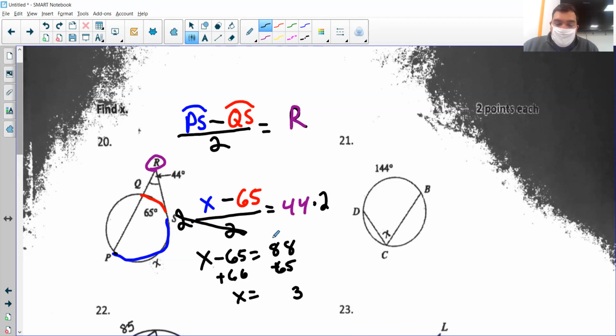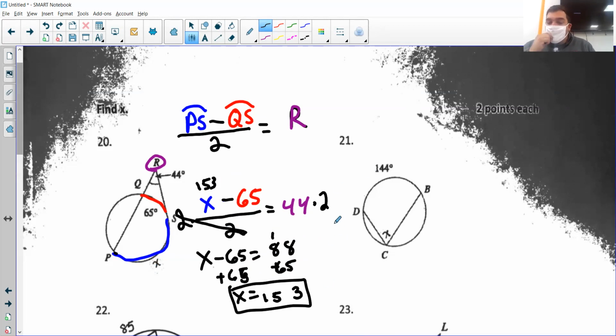I think you have 66 going on 5. And then 3, carry the 1, 14, 15. So 153. So X equals 153. Yeah, and if you were to plug it back in, like you do 153 minus 65 divided by 2, you'll get 44.